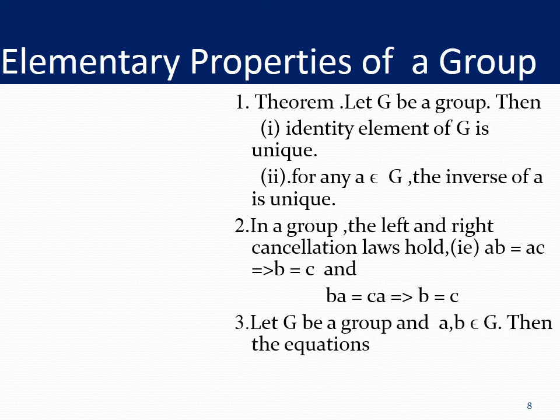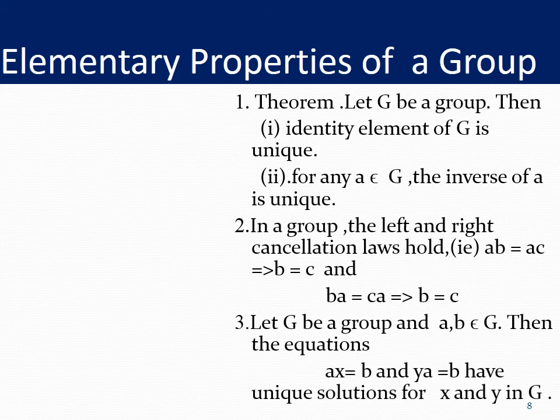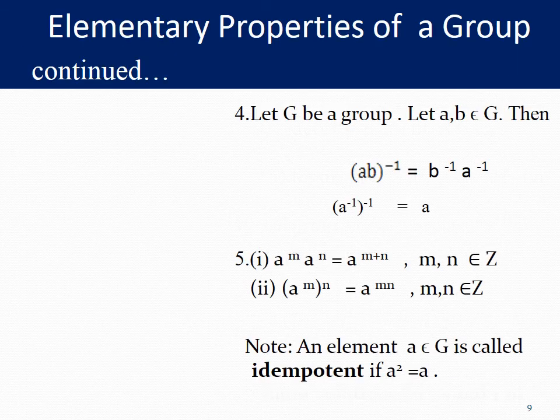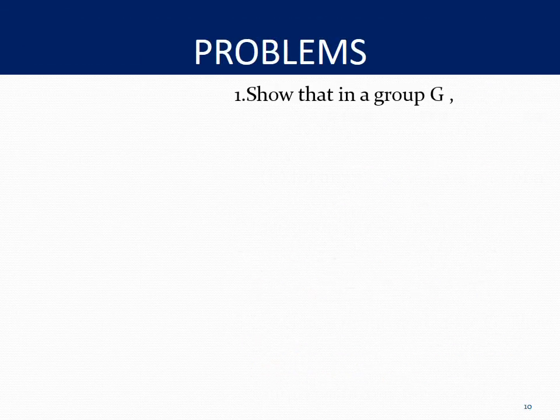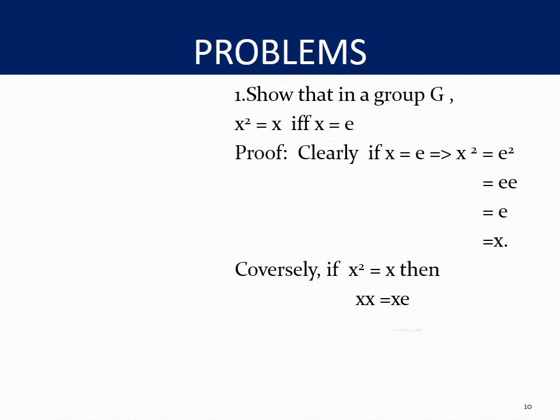Third one, let G be a group and a, b belong to G, then the equations ax equals b and ya equals b have unique solutions for x and y in G. Next, x squared equals x if and only if x equals e. So problem 1.